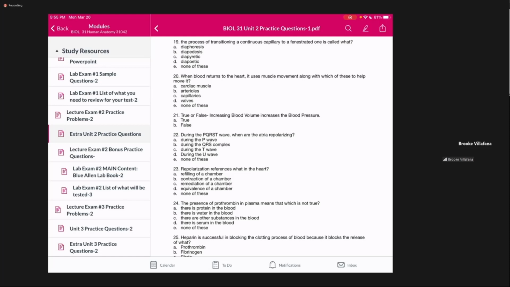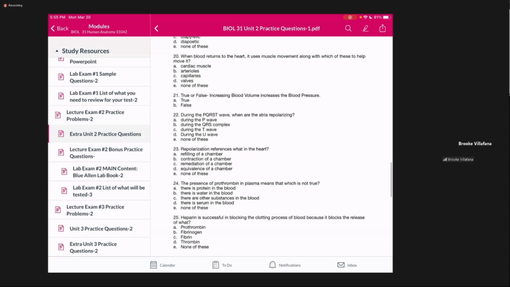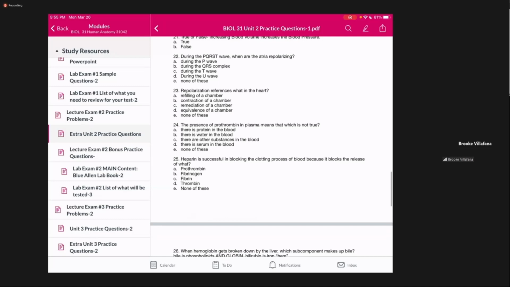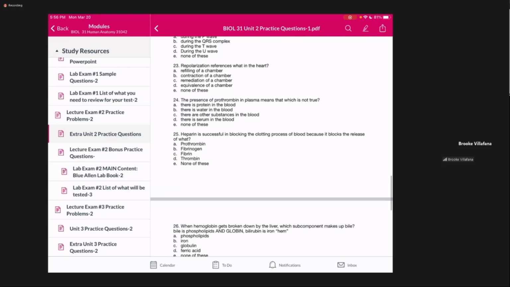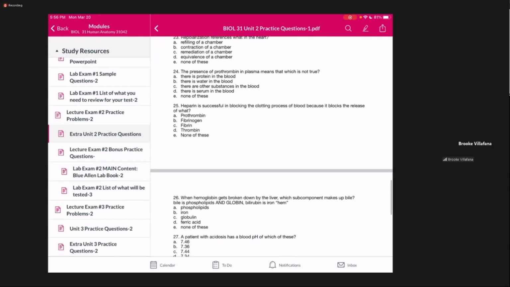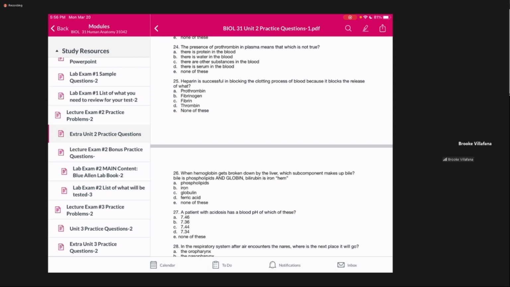23, repolarization references what in the heart? Refilling, right? So we know that A would be correct. Repolarization references refilling. 24, the presence of prothrombin in plasma means that which is not true?